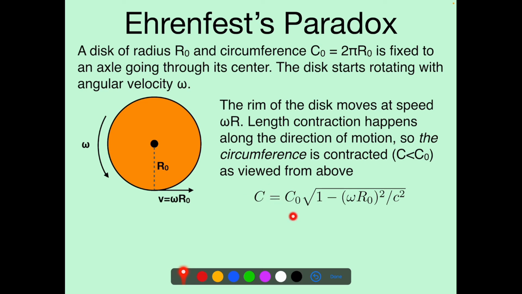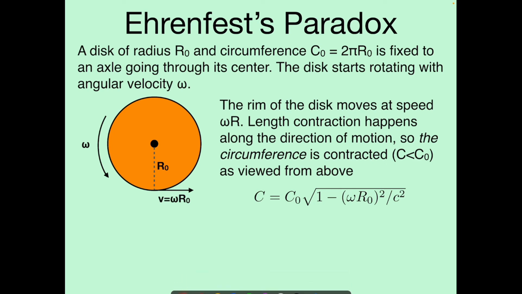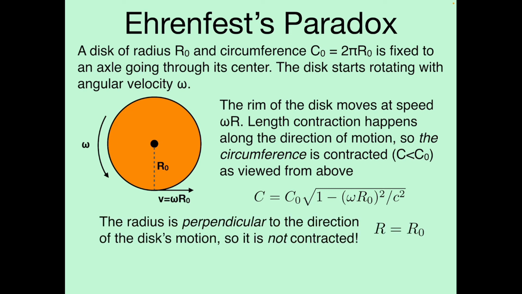That's equal to the proper circumference c0 times the square root of 1 minus (omega times r0) squared over c squared. But the point is this is something less than c0. It's contracted. Okay, so here's where the paradox comes in.